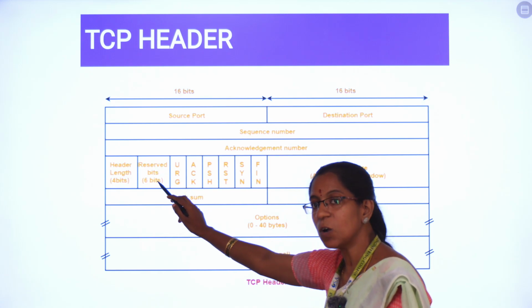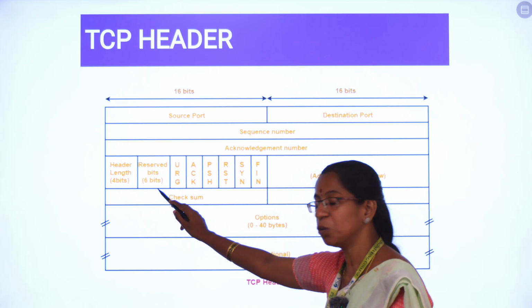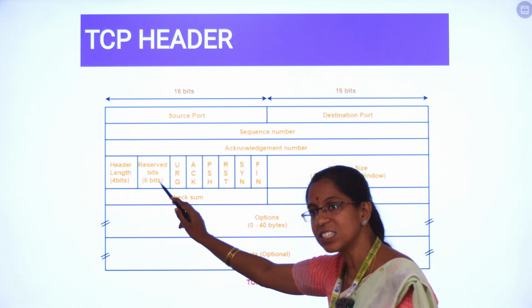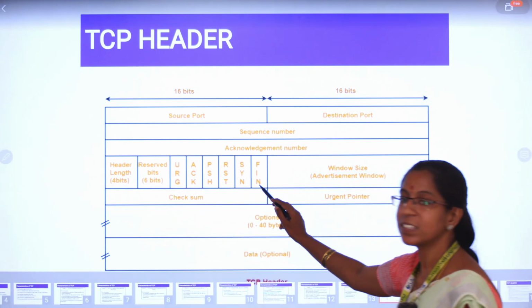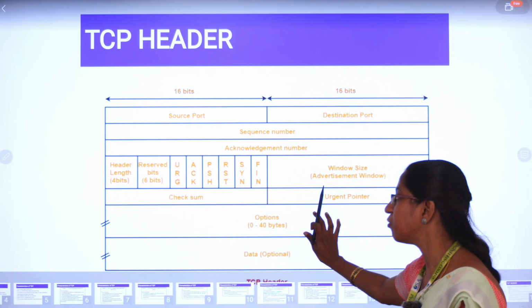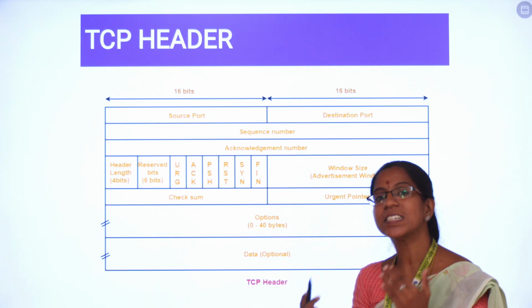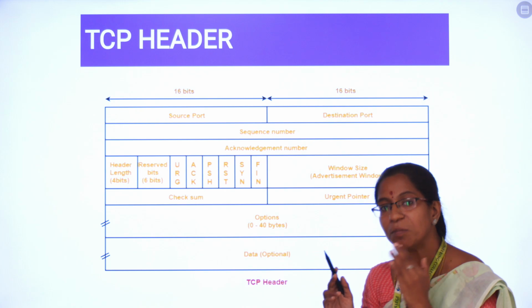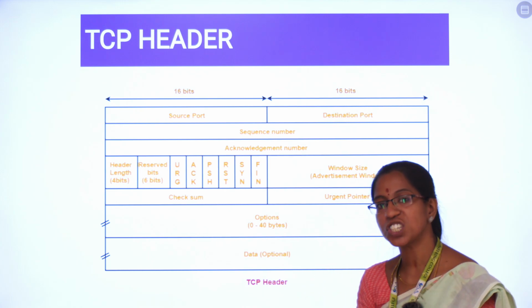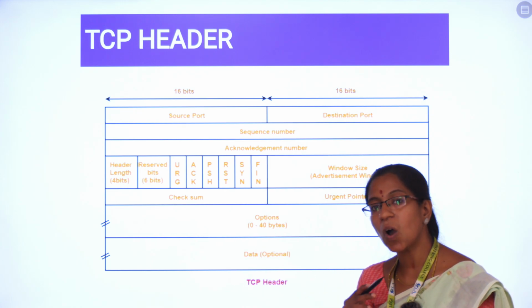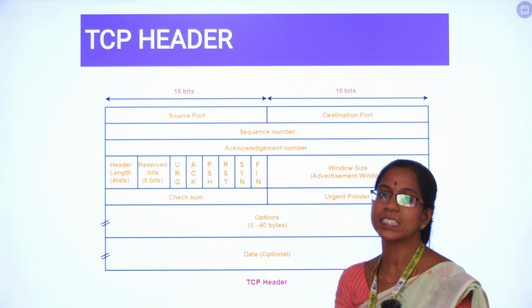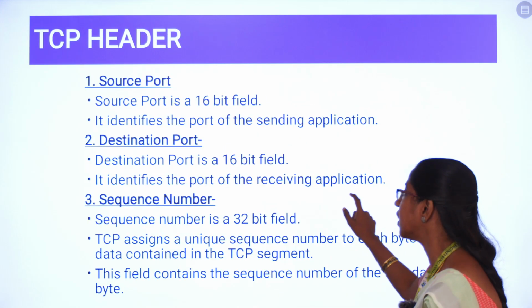The remaining reserved bits should be divided into two parts. These 3 bits are reserved. The remaining 9 bits are called flag bits. They are also called control bits. Why are they called control bits? Because from here the connection establishment and all the important control parts begin. So they are called control bits.